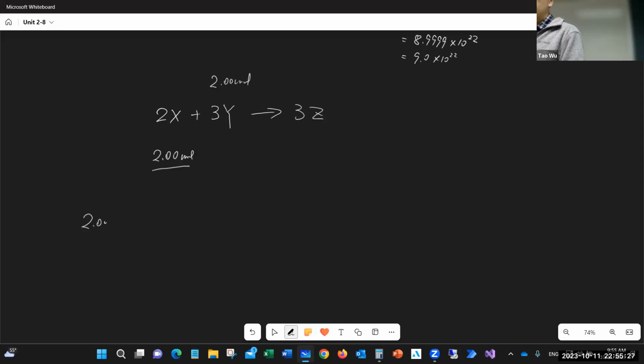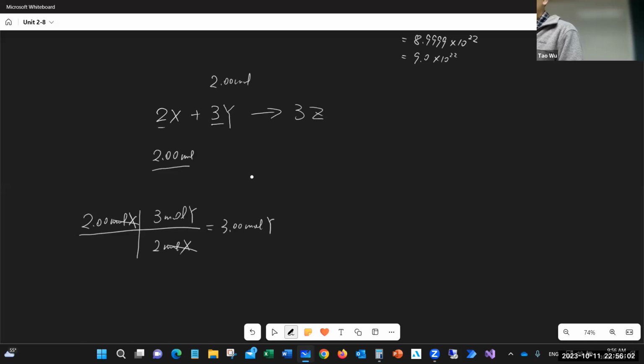We have 2 moles of Y, now 2 moles of X, and we try to figure out how many moles of Y are going to react, just based on the coefficients. 2 moles of X need to react with 3 moles of Y. So 3 moles of Y, moles of X cancels, then we get 3.00 moles of Y.